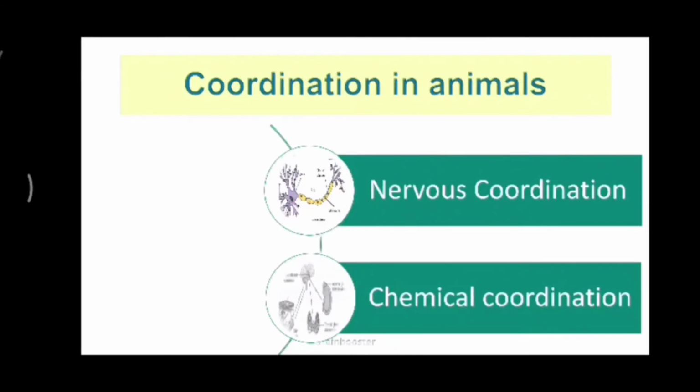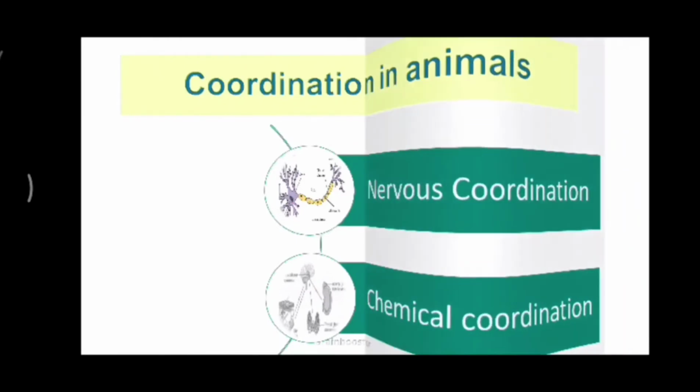Coordination in animals is divided into two major parts. First is nervous coordination and second is chemical coordination. First of all, we will learn about the nervous system. In animals, such control and coordination are provided by nervous and muscular tissues, which we have studied in class 9.